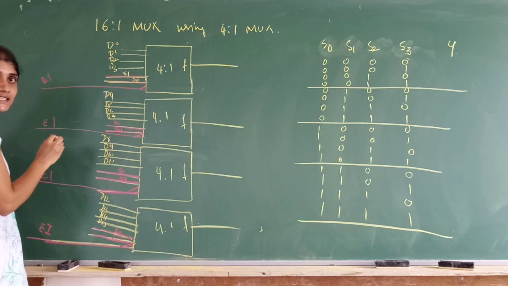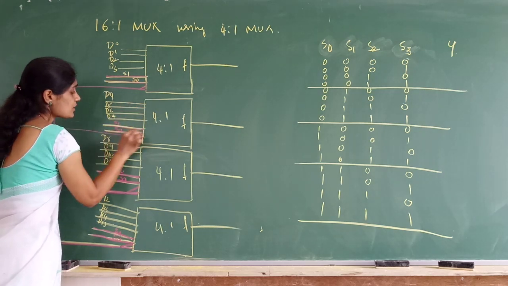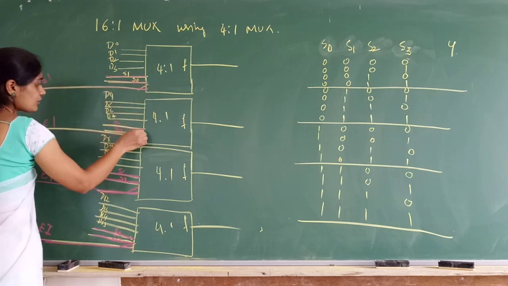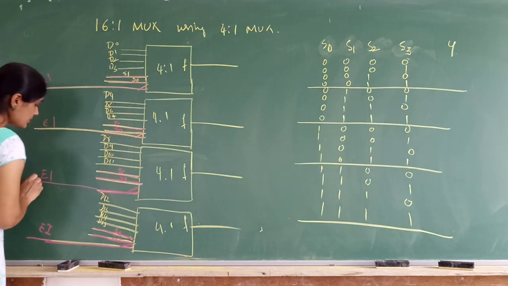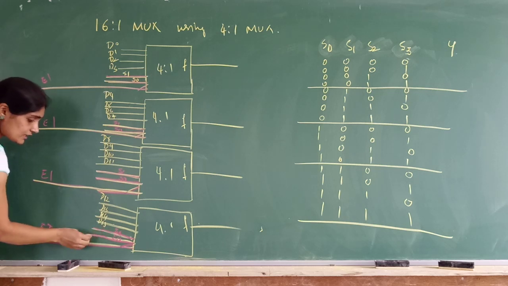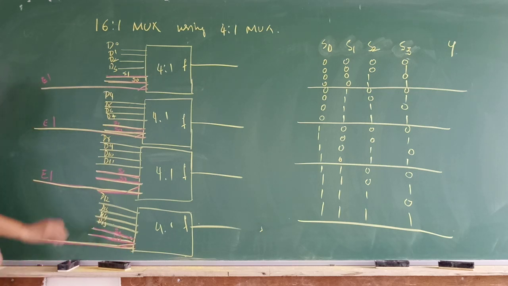I have called it as S1 S0. Another 4:1 mux, 4 inputs, 2 select inputs, and 1 enable input. This is also enable input. Okay, active low. Third one, 4 inputs, 2 select inputs, 1 enable input, active low. 4 inputs, 2 select inputs, S1 S0, and 1 active low enable input. That's all I have done.